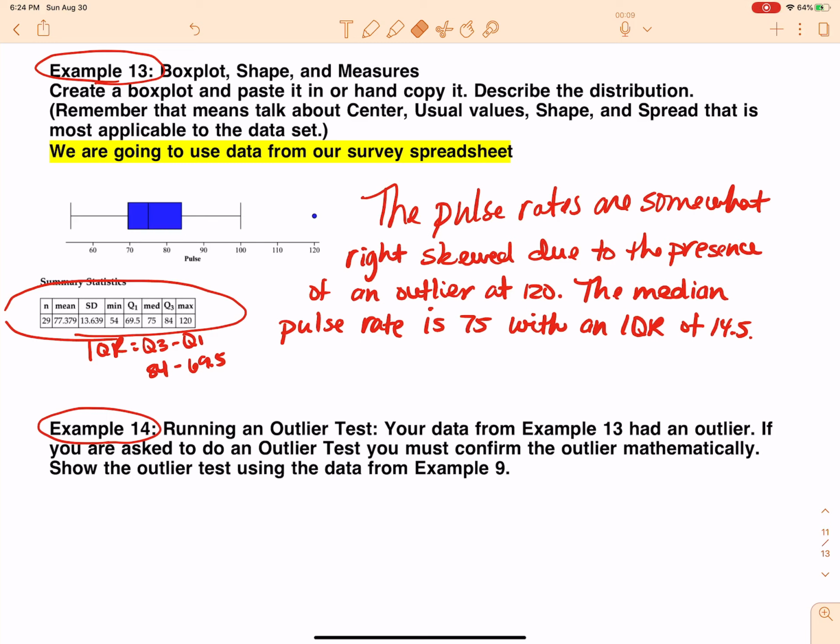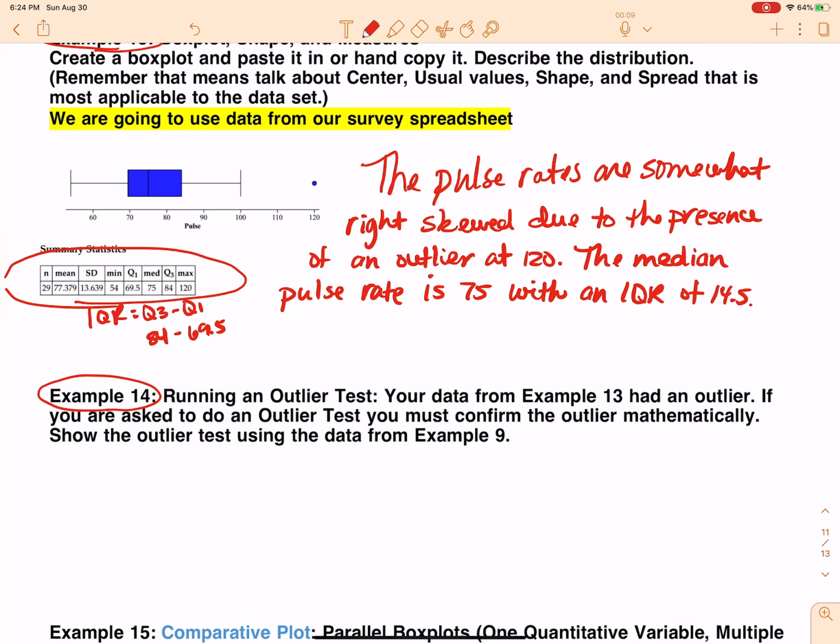Okay, so here's what I want to do next. I want to continue with example 14 because it's about running an outlier test. So your data from example 13 had an outlier. We've already talked about that. If you are asked to do an outlier test, you must confirm the outlier mathematically. Show the outlier test using the data from example 13. Typos, grr.